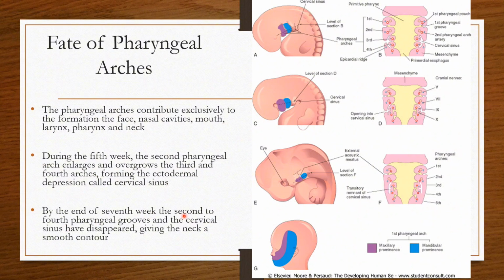By the end of the second week, the second to fourth pharyngeal grooves and the cervical sinus disappear, giving the neck a smooth contour. So this is the fate of the pharyngeal arches.